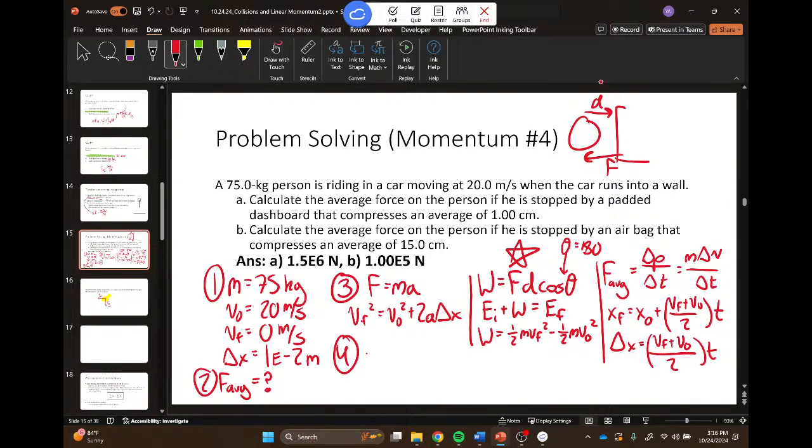Okay, so work equals one half times, okay, let's just actually cancel this out. That's 0. The final velocity is 0. I'm going to save myself some handwriting. So work equals negative one half times 75 times 20 squared. That equals a number. Calculator is here.